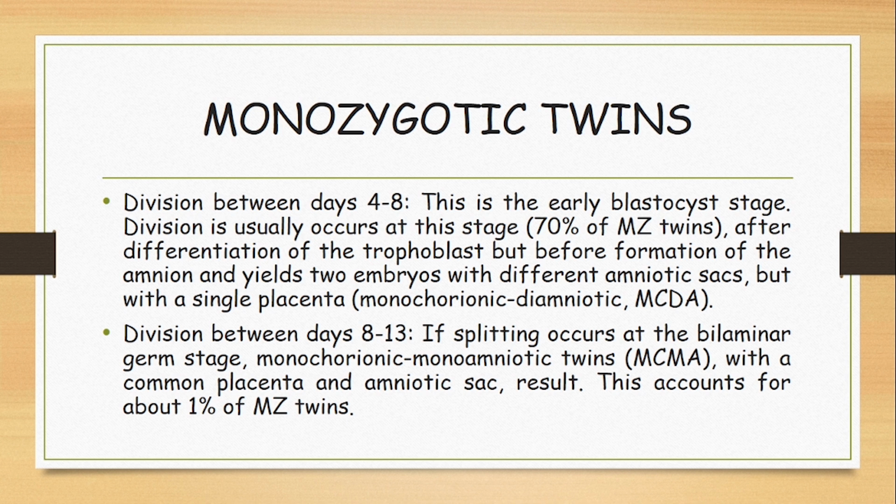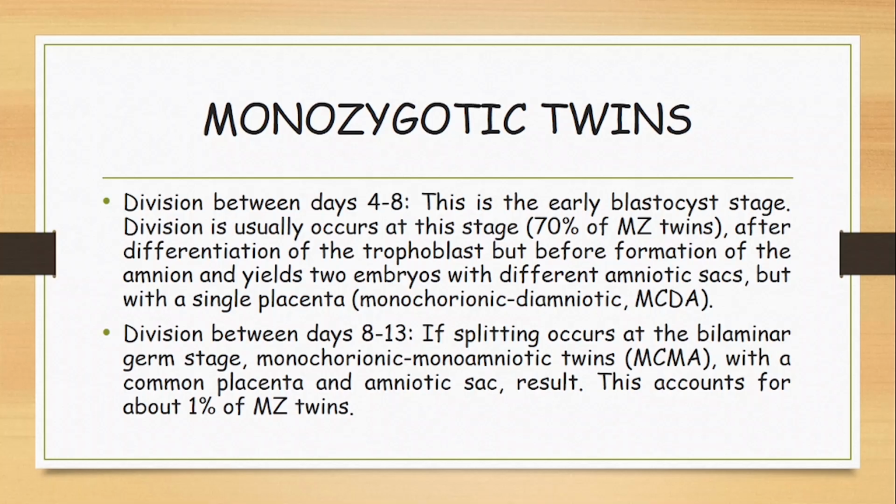In this case, we have a single placenta and 2 amniotic cavities. When division takes place between 8 to 13 days, we have what we call monochorionic monoamniotic twins. There is one placenta and one amniotic cavity, a common placenta and a common amniotic sac. This accounts for about 1% of monozygotic twins.